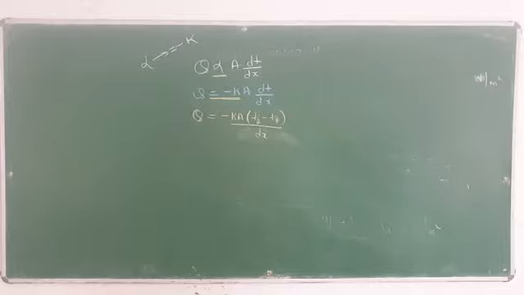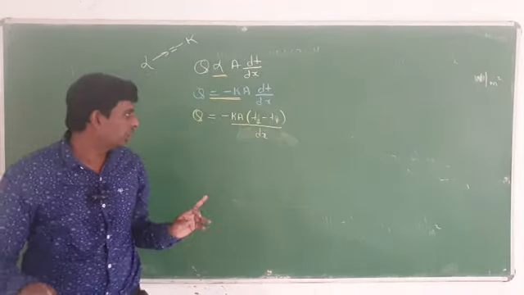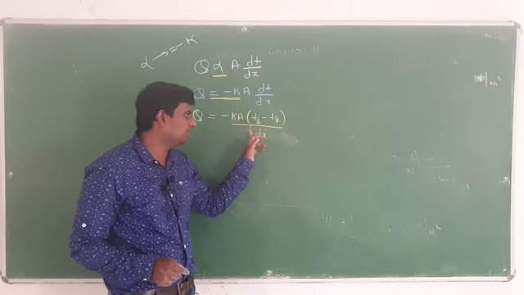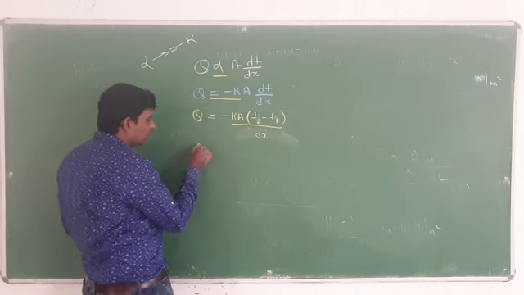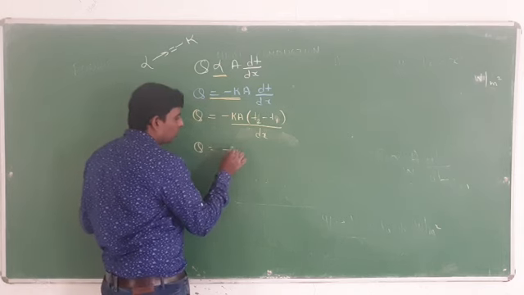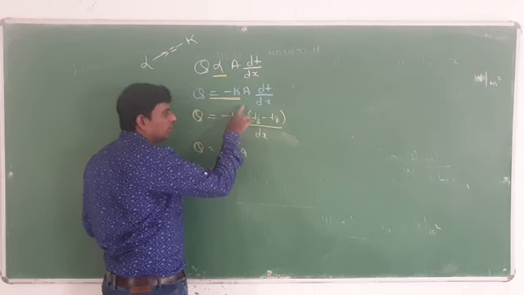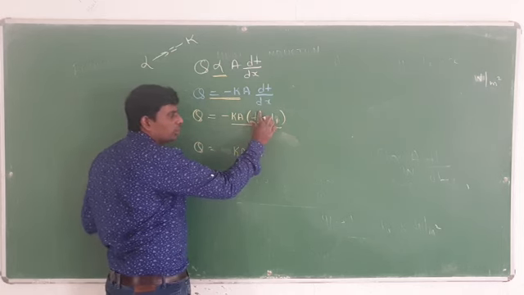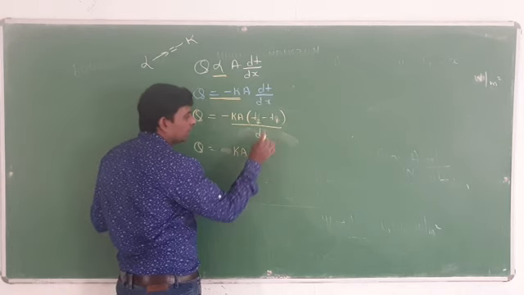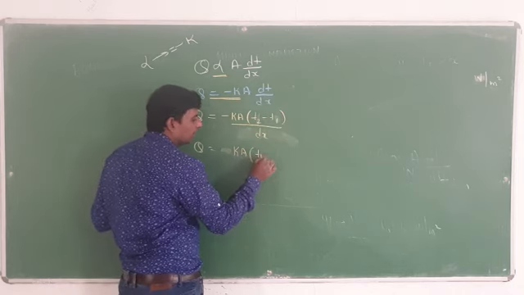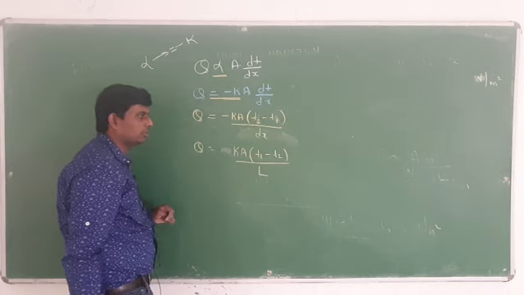So, here Q is equal to minus K A T2 minus T1 by dx. dx can be written as L also. After that, I am shifting the minus of minus K A to this side. The positive term will become negative, and the negative term will become positive, vice versa. You have to remember this.